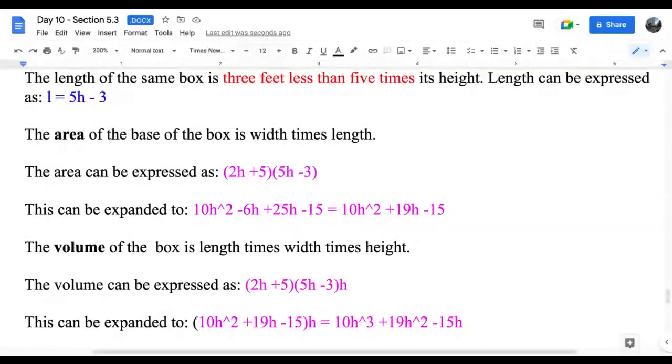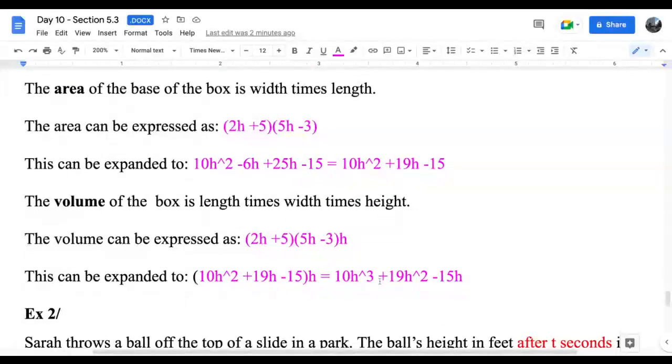If we want to find the volume of the box, we do a 3-dimensional product: length times width times height. In this case, we call the height h. So the volume is width times length times height, which means we can multiply the above calculation by h. So we get 10h cubed plus 19h squared minus 15h. Anyone has any questions?